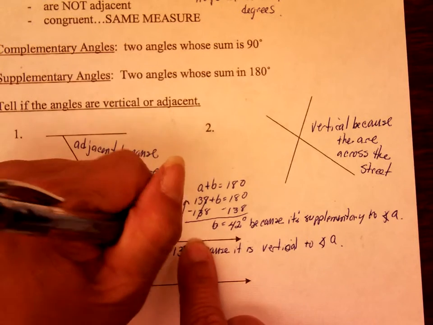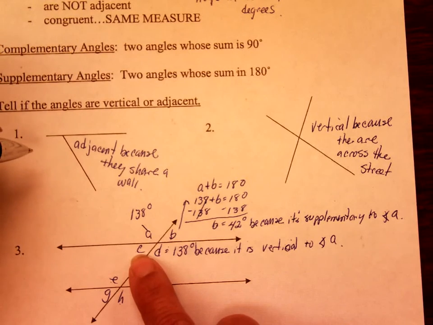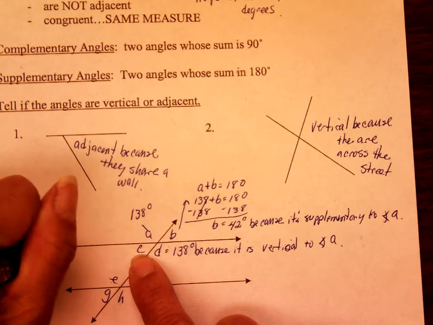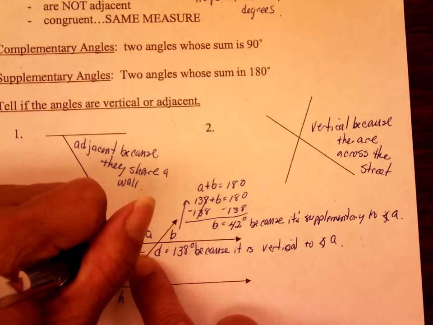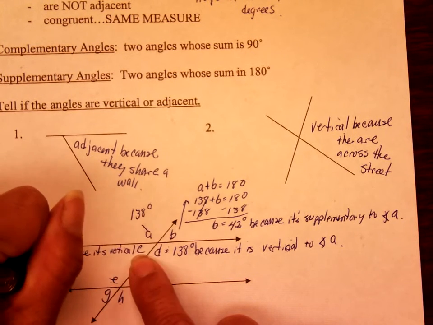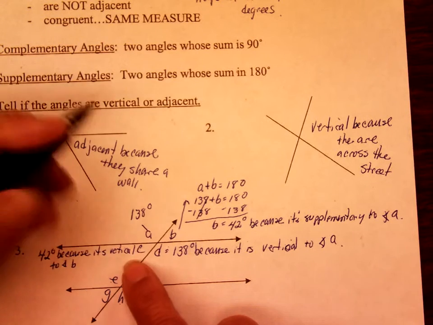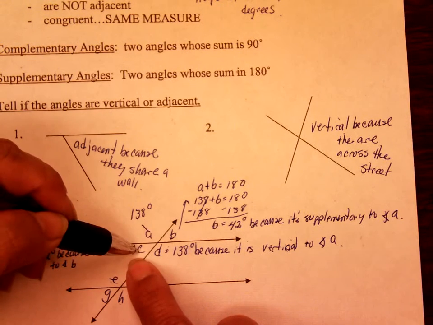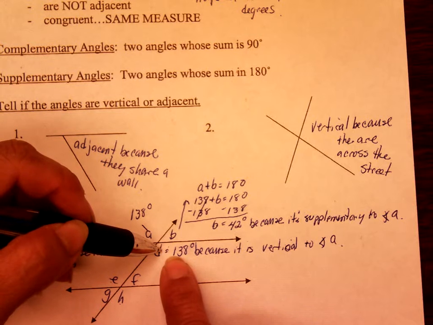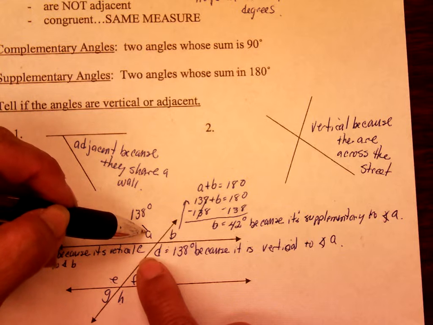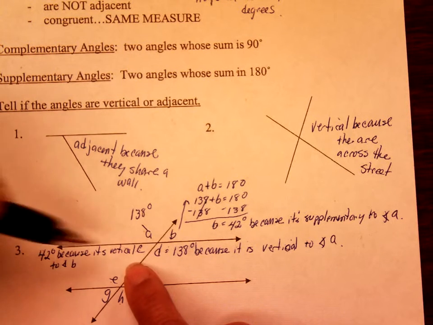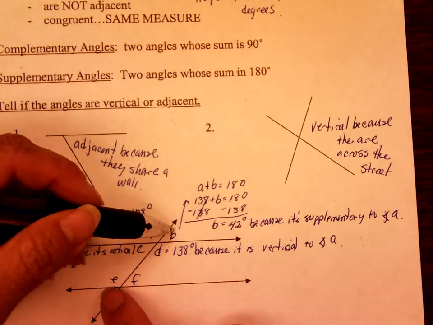Now that you know what B is, you can find out what C is. C has lots of reasonings. C is 42 degrees because it's vertical to angle B. Or you could have said C is 42 degrees because it's supplementary to angle D, or because it is supplementary to angle A. So understand, in geometry, you can get the correct answer, but your reasoning can be different reasons.